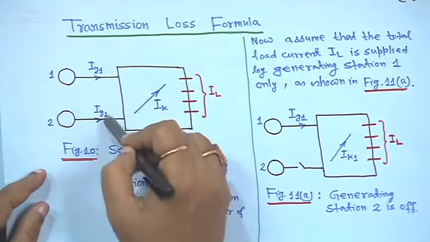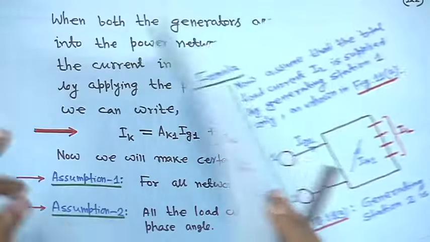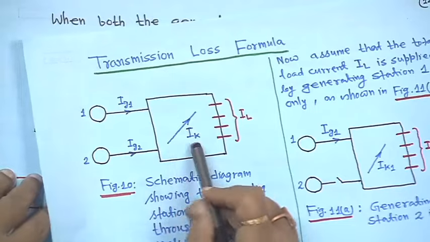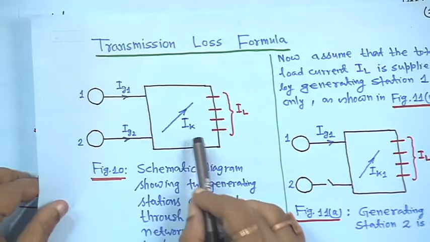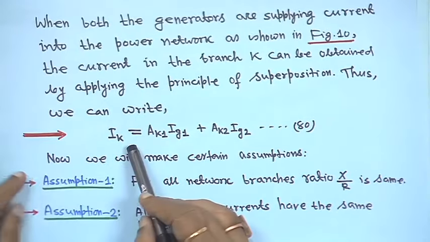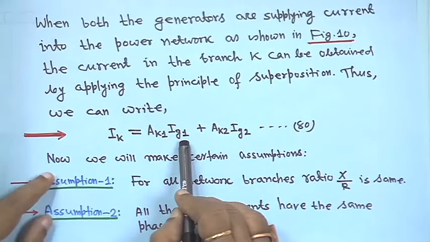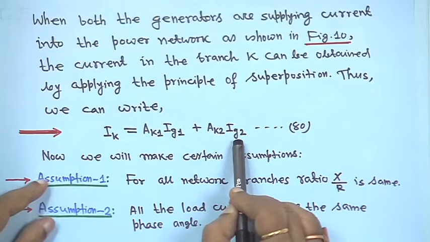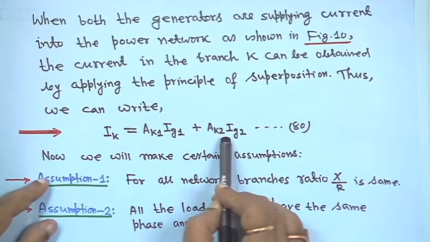both the generators are supplying power, Ig1 and Ig2, together. At that time, for the current through branch Ik, you apply superposition. In that case, Ik can be written as AK1 into Ig1 plus AK2 into Ig2. This is equation 80, and AK1 and AK2 are the current distribution factors.